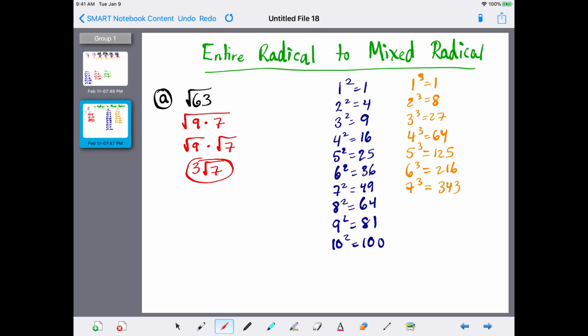Make sure that you write your 3 big enough. Sometimes I find a common mistake is students will write the 3 and put it in the index. It is not in the index. It is just saying we have 3 roots of 7, 3 square roots of 7.